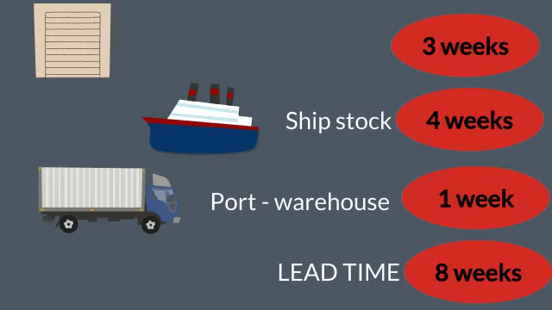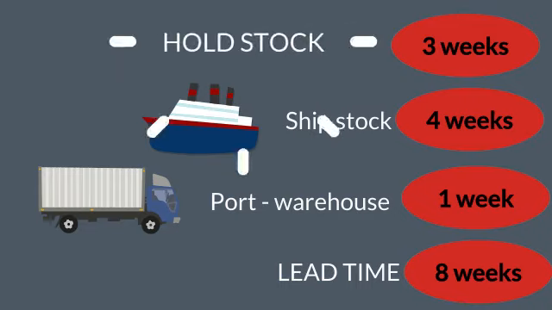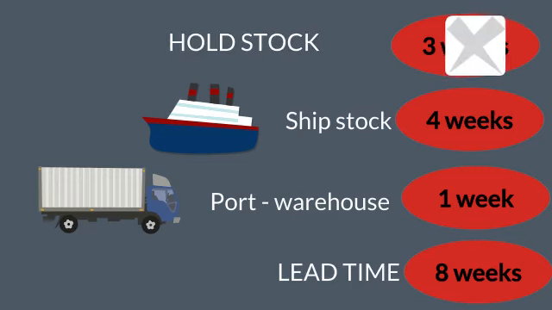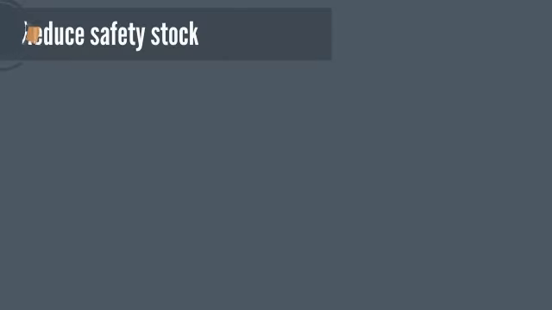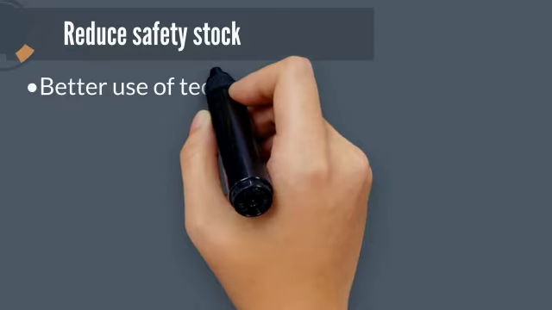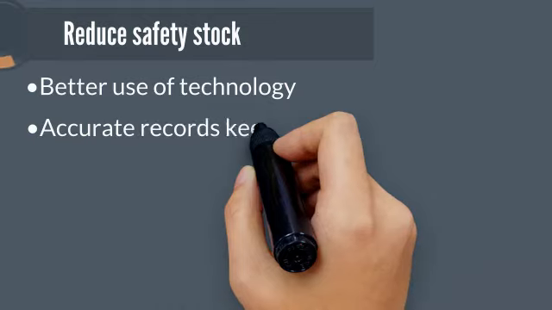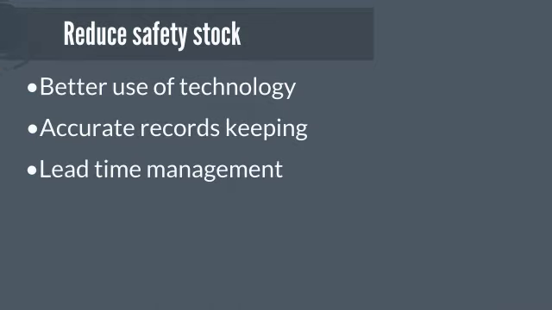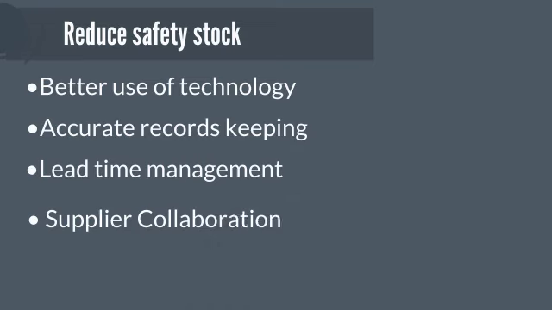Now, if the supplier were to change their strategy and decided to hold stock of the item, this would cut the manufacturing time of 3 weeks off from the lead time, meaning that Company XY would only need 5 weeks of safety stock. There are ways to reduce safety stock. These include better use of technology, accurate record keeping, lead time management, supply collaboration, and forecast accuracy.